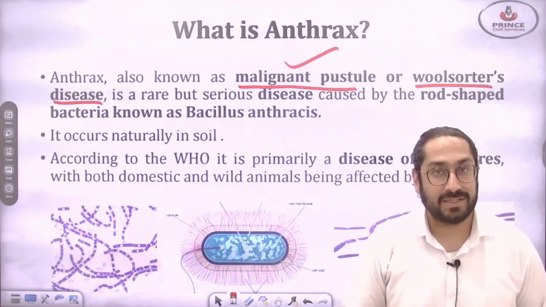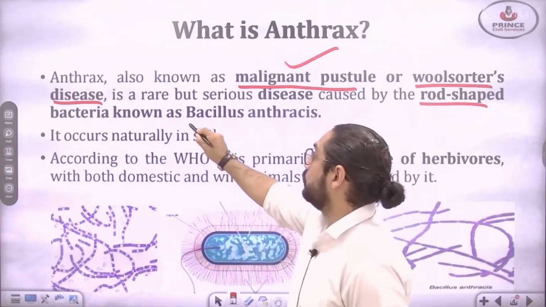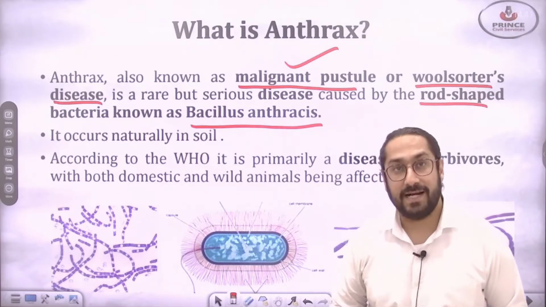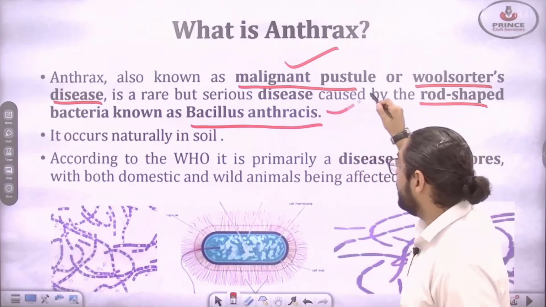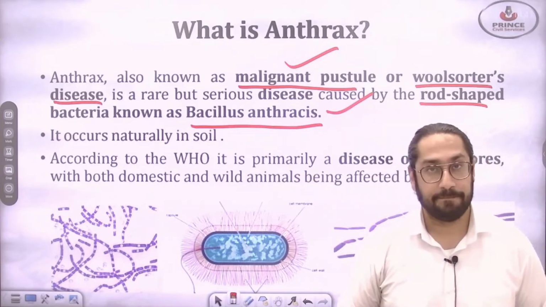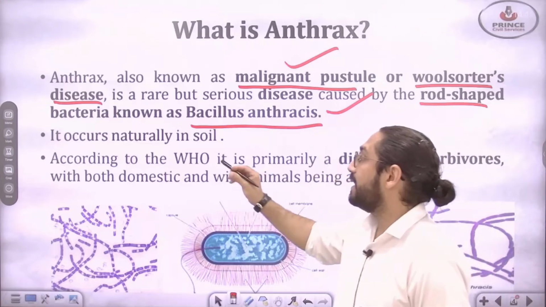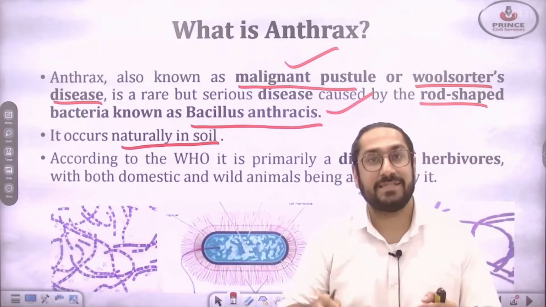And what is the causative organism? Rod-shaped bacteria known as Bacillus anthracis. So sometimes it may be asked what causes anthrax disease. It is a bacterial disease which is caused by Bacillus anthracis. So this is the basic information. Now this bacteria occurs naturally in soil. So it is present in soil.